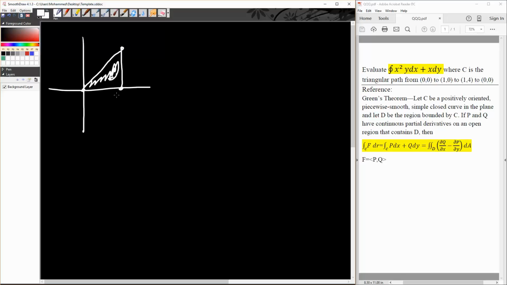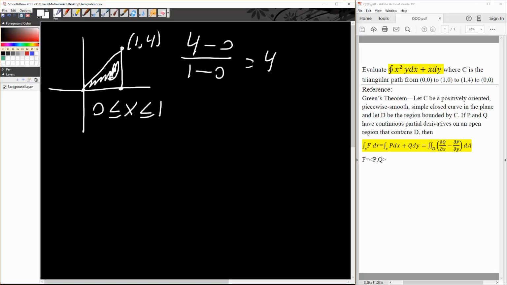If you notice, our x term is going to go from 0 to 1, like that. But our y term can be described like this, since we have a slope. So this is (1, 4). We will get this slope by saying 4 minus 0, divided by 1 minus 0, so we would get 4. So we can say that this line is y equals 4x, and so y is going to be between 0 and the slope 4x. Okay, so these are our bounds.